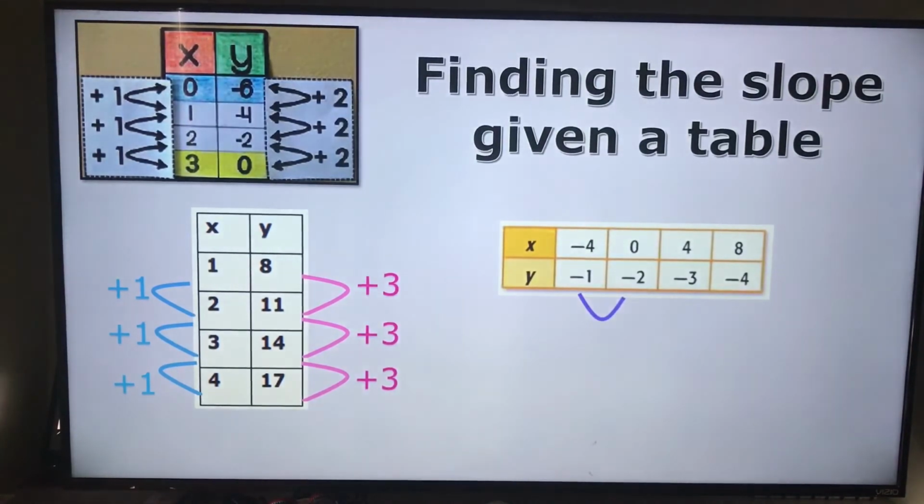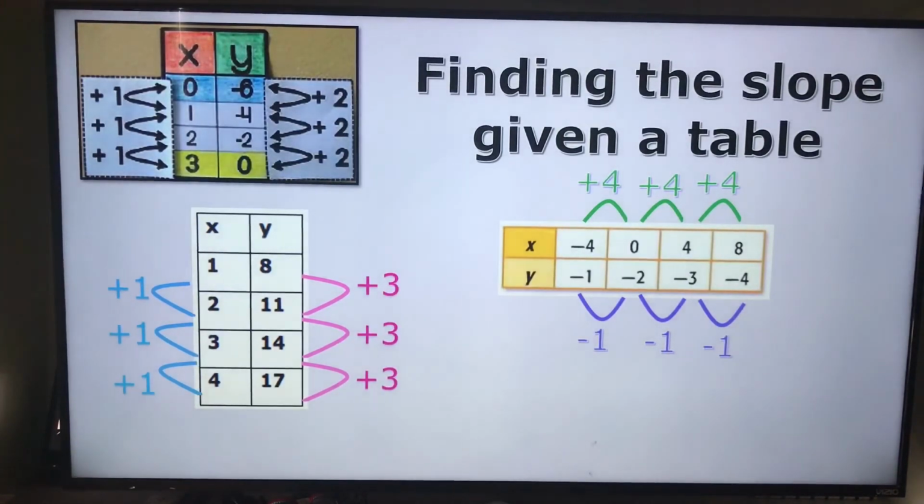Okay, so let's go look here. Here was negative 1. Here, negative 1. And again, negative 1. But from negative 4 to 0, I went up 4, and up 4, and up 4. Notice how these two tables differ. The table on my left is vertical. The table on my right is horizontal. That doesn't make a difference. I'm still sticking with the change in my x's and the change in my y's.